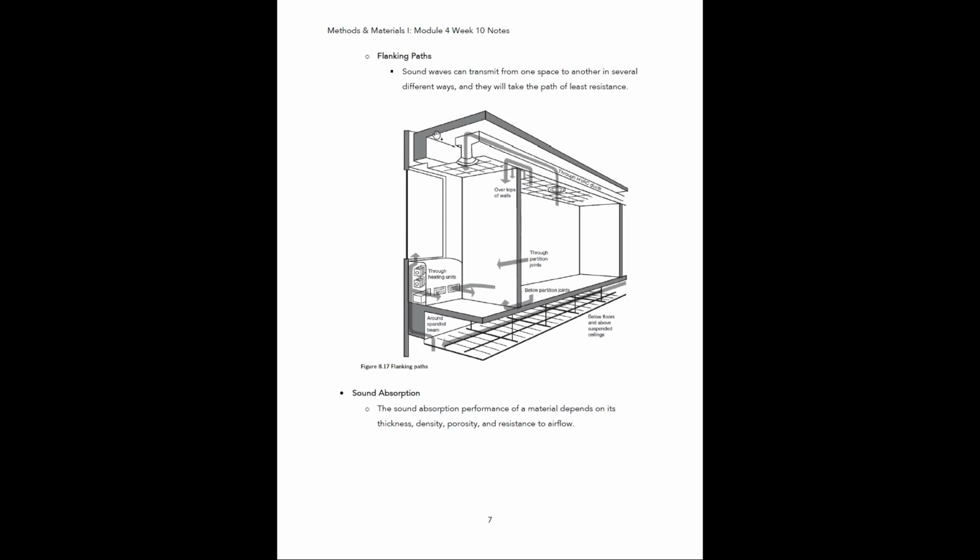All right, so flanking paths. This is basically just to reinforce the point that sound waves can transmit from one space to another using several different paths or in several different ways. And usually they're going to take the path of least resistance. So if you look at this diagram here, these are just a bunch of examples of all the different ways that sound can get from one room to another. Here you can see it's going up through this diffuser and it's actually making its way through the ductwork. That's one of the most common ways that you're going to have sound transmittance.